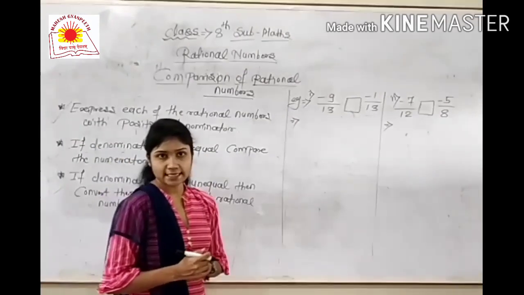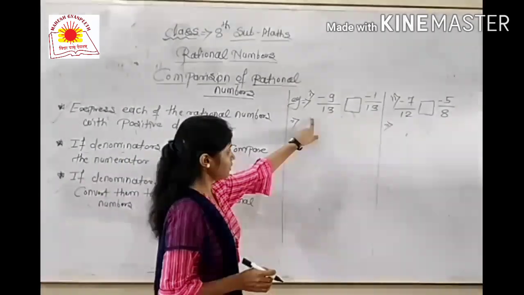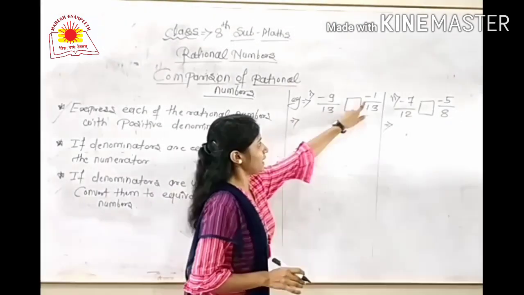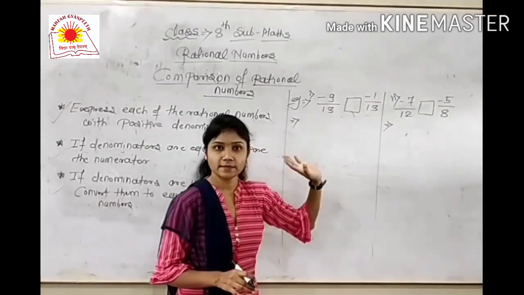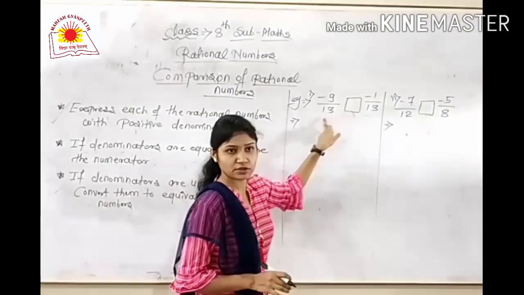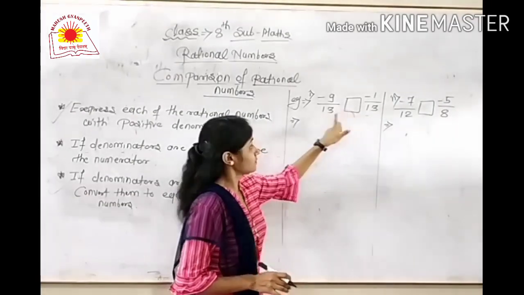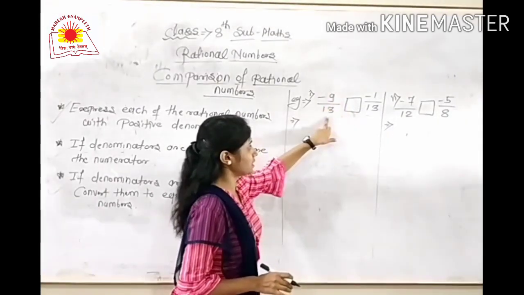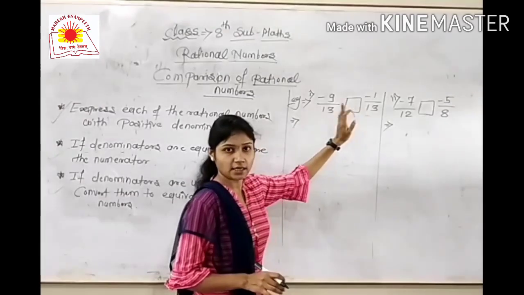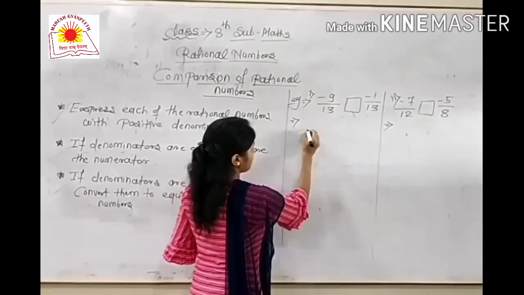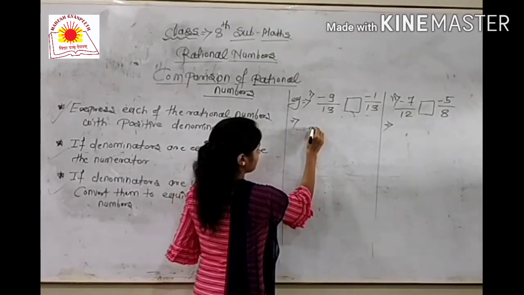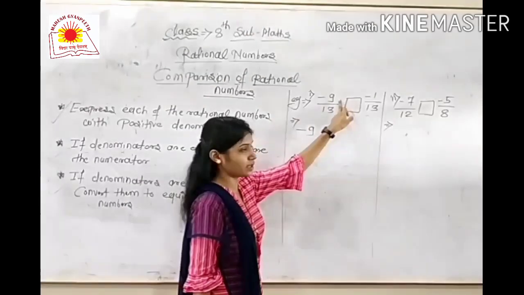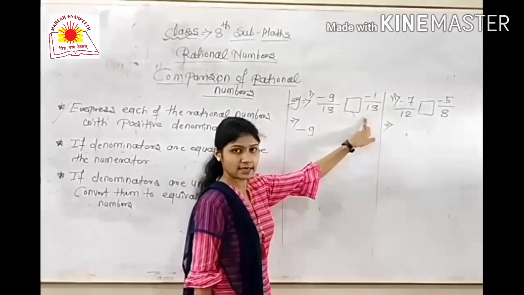Now, I will explain in detail using examples. The first example is a simple one: minus 9 upon 30 and minus 1 upon 30. How to compare? First, you see that they have positive denominators, and the denominators are the same. So, as per the second point, we compare the numerators directly, because the denominators are the same.